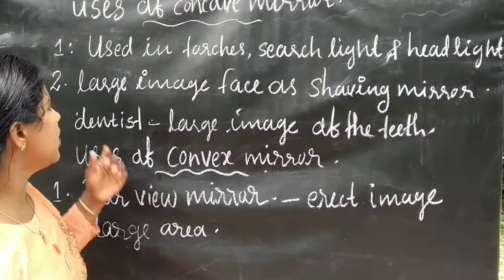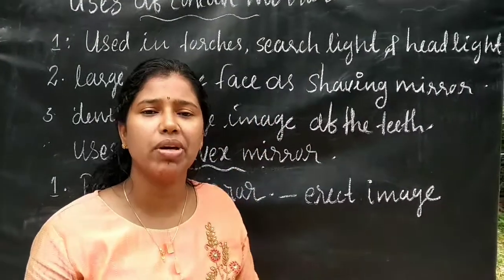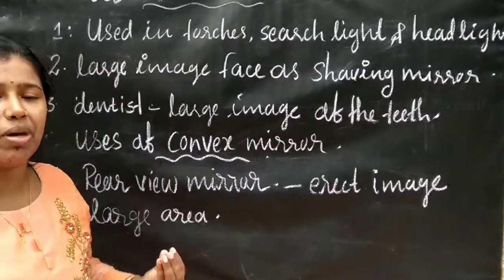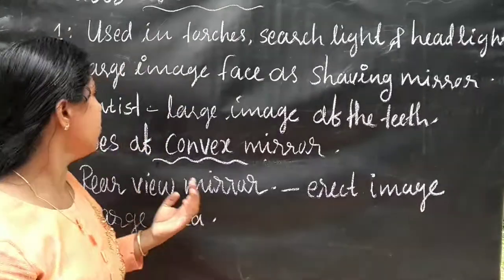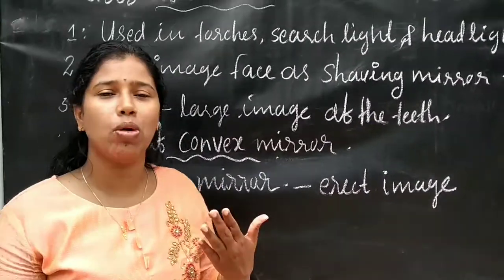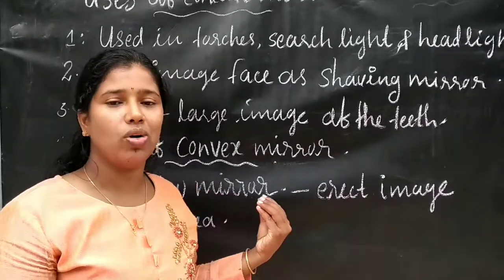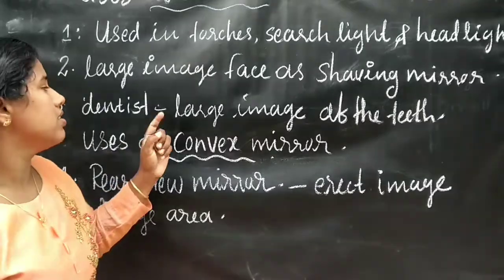Then next one is large image of face, shaving mirror. In case of shaving mirror, we are using this concave mirror. That's the second use. Then third one is dentist. We know that if we have any teeth problem we will go and consult a doctor. At that time the dentist uses this concave mirror.